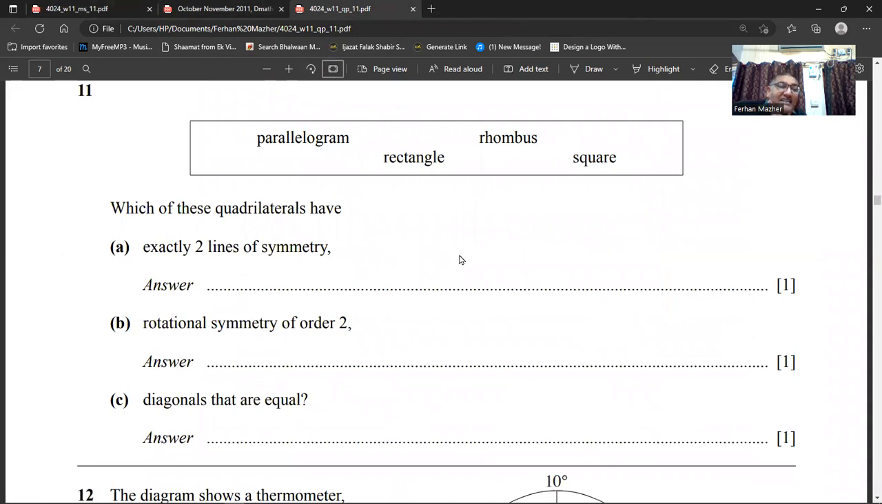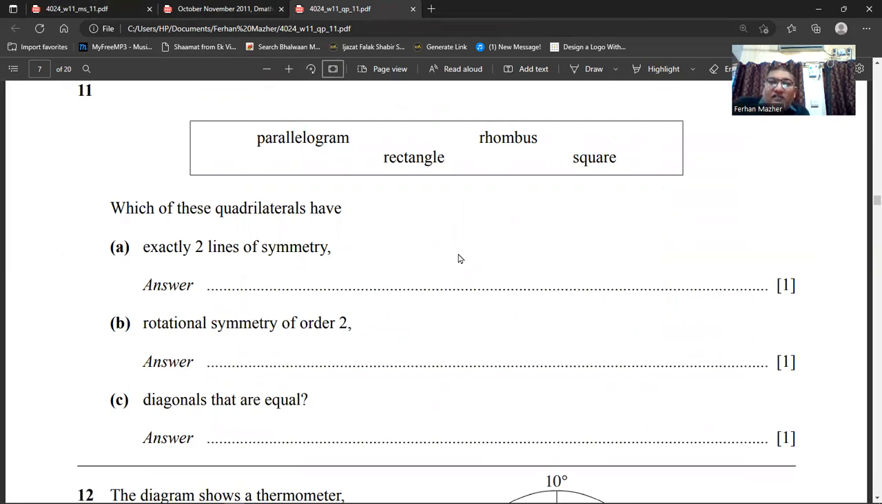Then he says diagonals that are equal. The equal diagonals are in the square. When you draw a square, its diagonals are equal. Diagonals are the lines which join the opposite corners, the vertices. That is called the diagonals. And the diagonals of the square are both equal to each other.